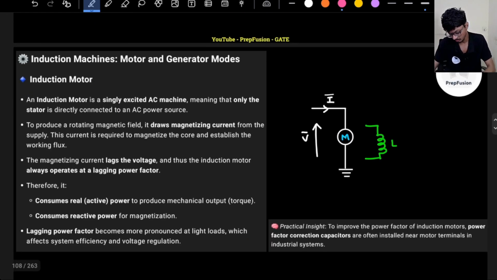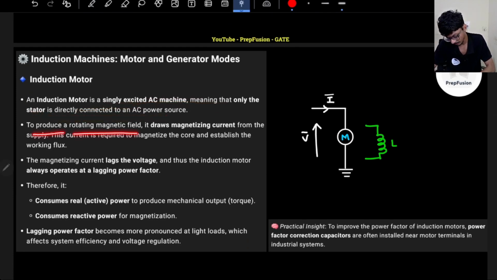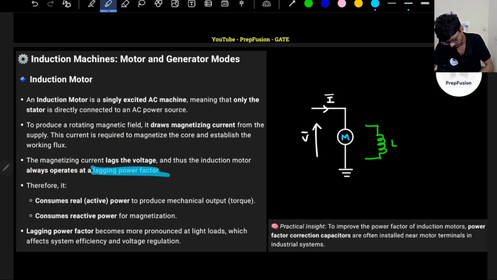So the same thing is written over here. It is a singly excited machine, meaning that only the stator is directly connected to the AC source. To produce a rotating magnetic field, it draws magnetizing current from the supply, no matter what. This current is required to magnetize the core and establish the working flux. The magnetizing current lags the voltage, thus the induction motor will always operate at a lagging power factor, no matter what.